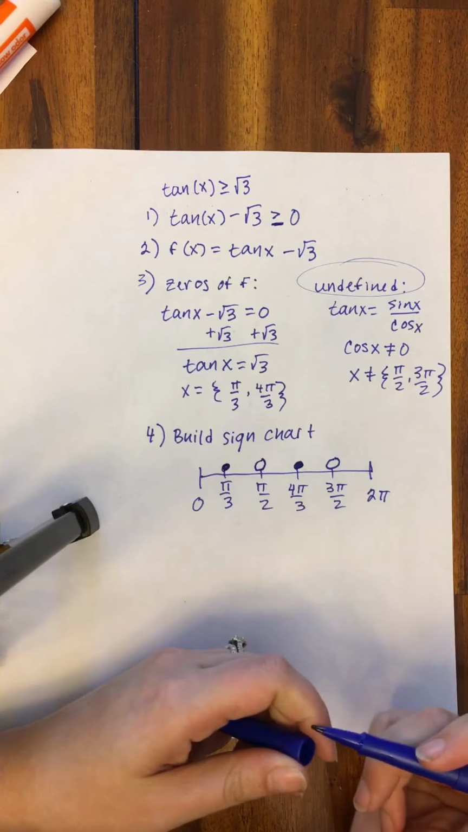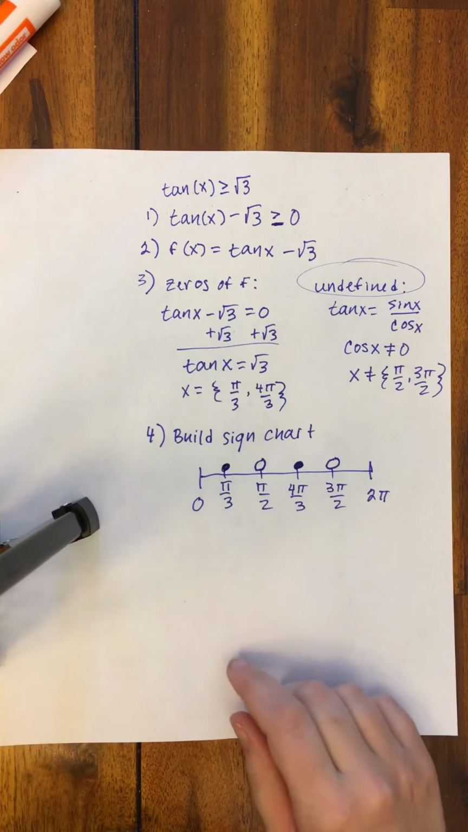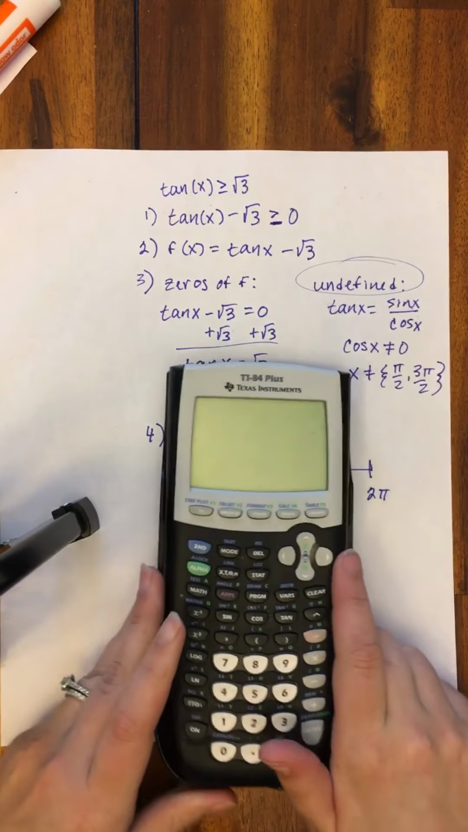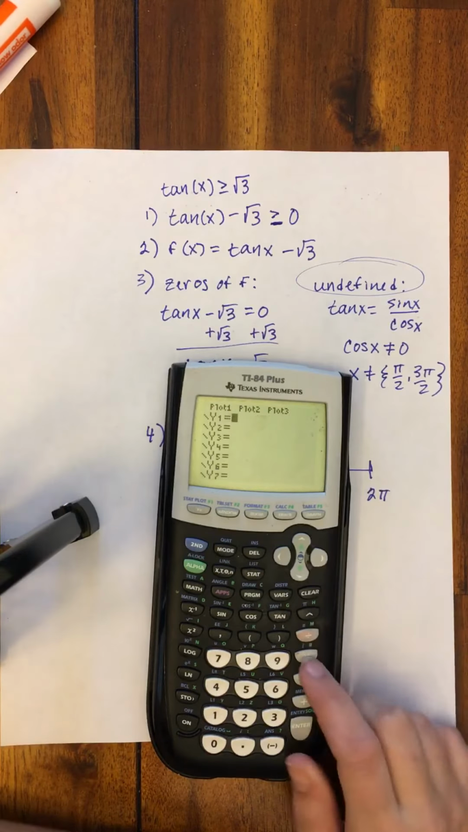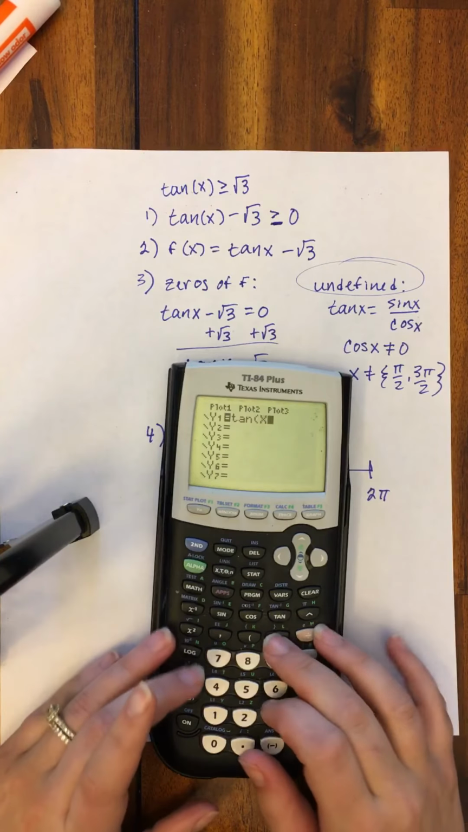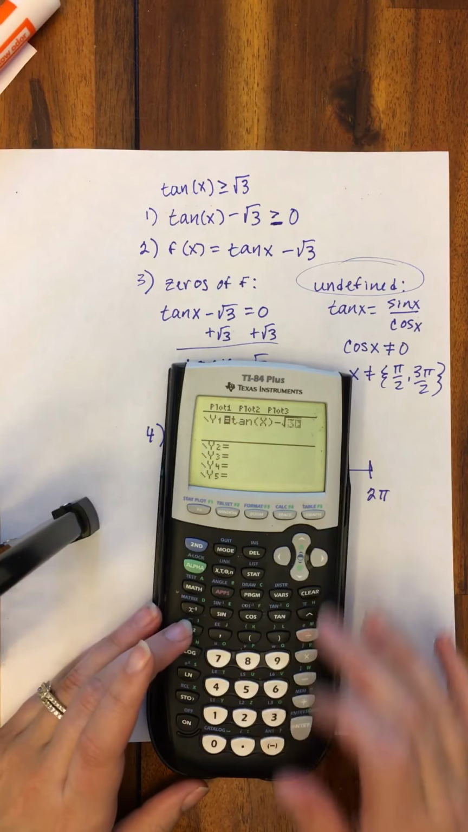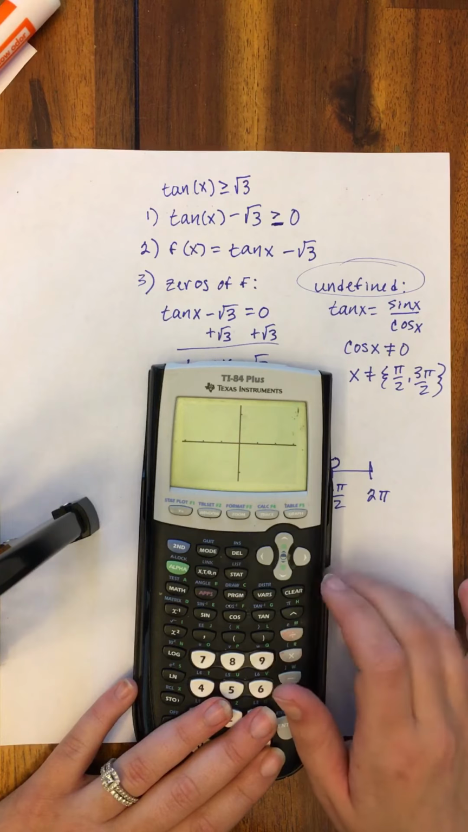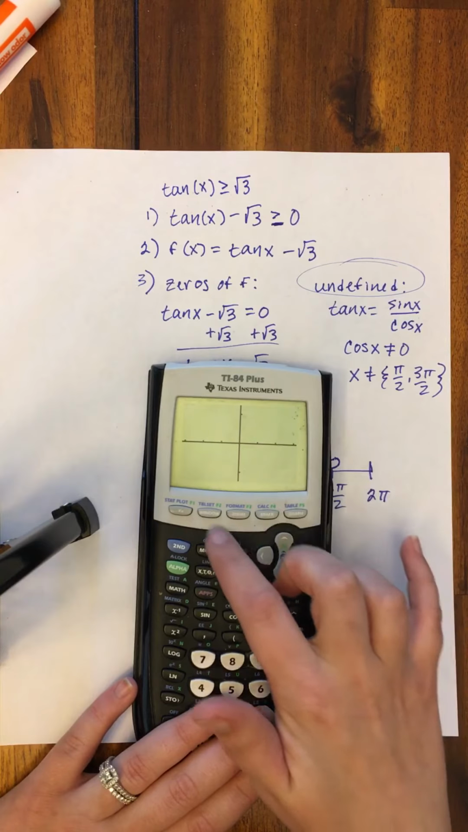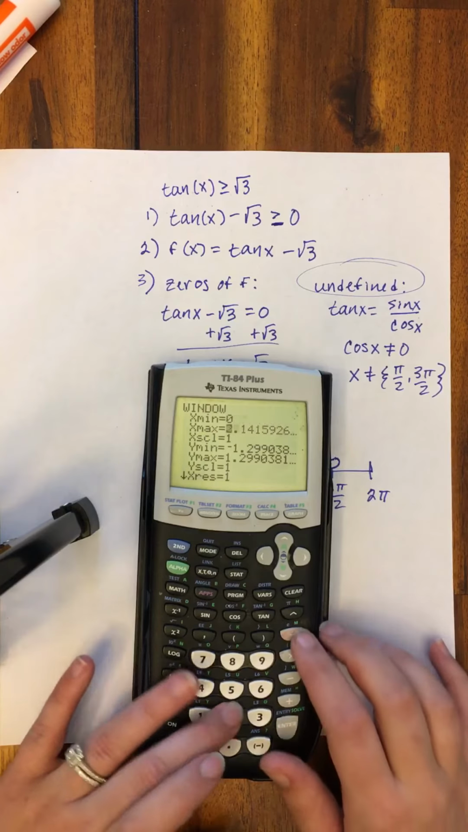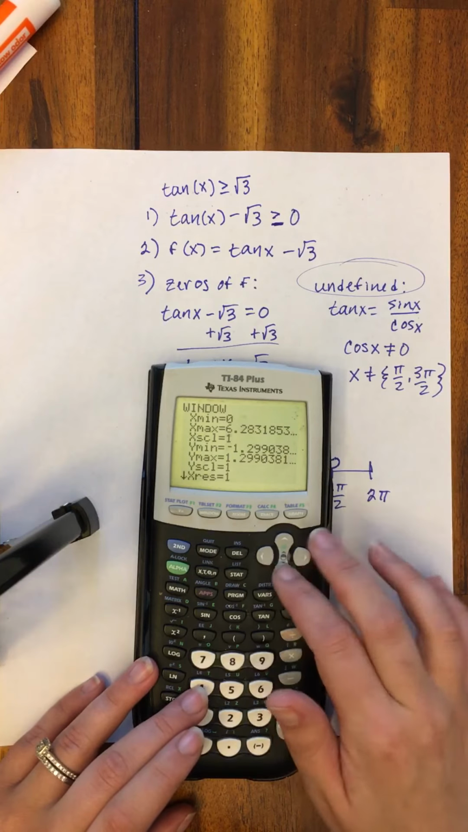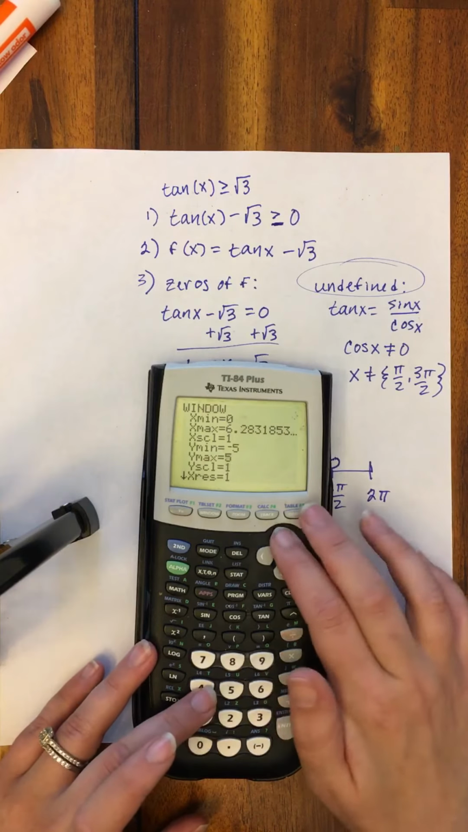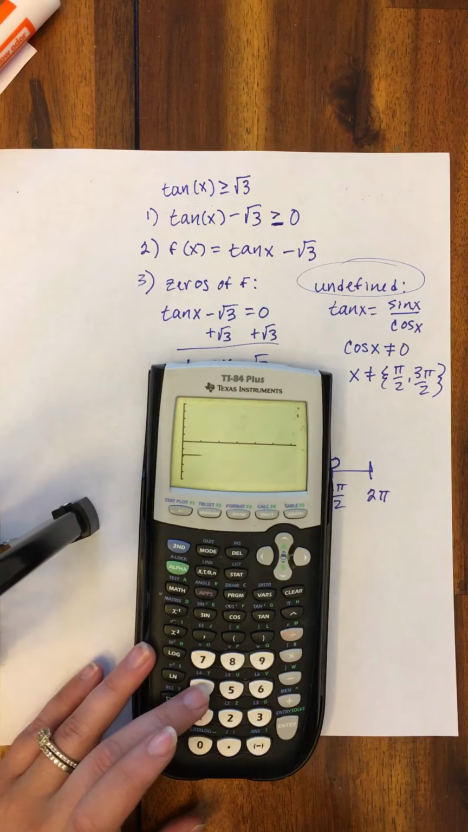Okay, now we use the calculator to help us out. So we're going to go ahead and graph this. Let me grab my calculator. You're graphing your function, so go into y equals. Go ahead and graph tan x minus the square root of 3. We're going to have to play with our window. So our window should be 0 to 2 pi because that's what we're looking at. For y min and y max, I'm going to try negative 5 to 5. Graph it.